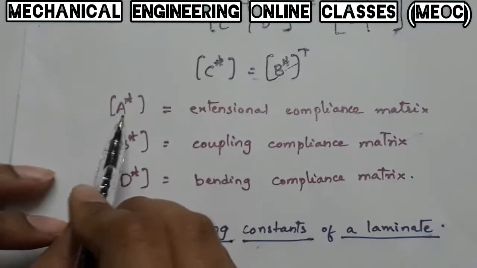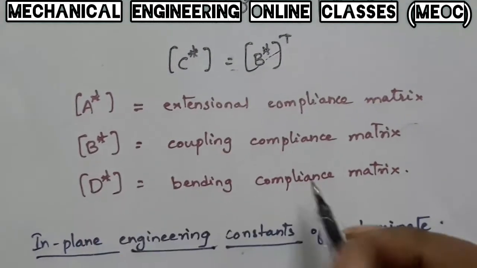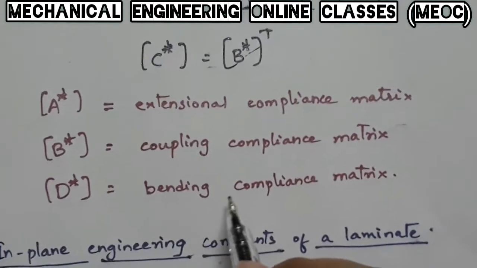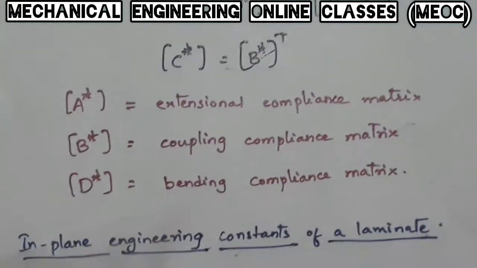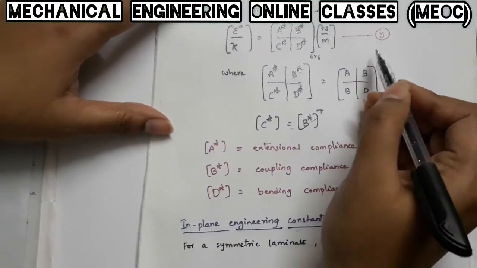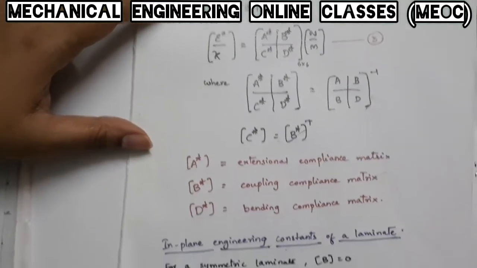And A star matrix is called extensional compliance matrix, B star matrix is called coupling compliance matrix and D star matrix is called bending compliance matrix. I have numbered this equation as 3. This is the equation of a general laminate.